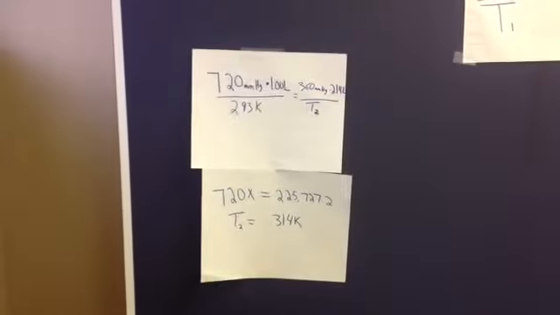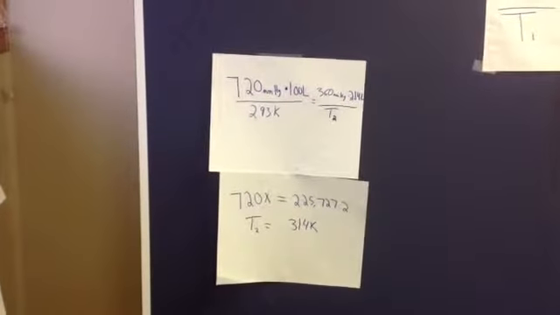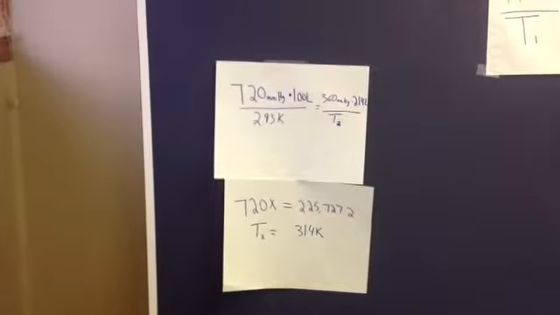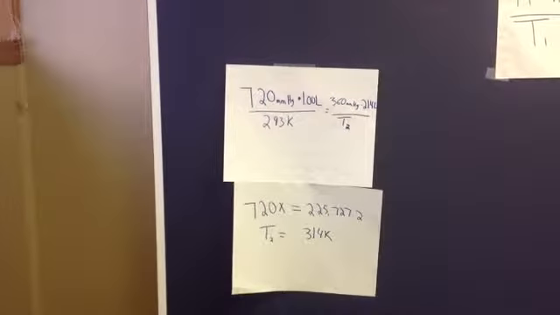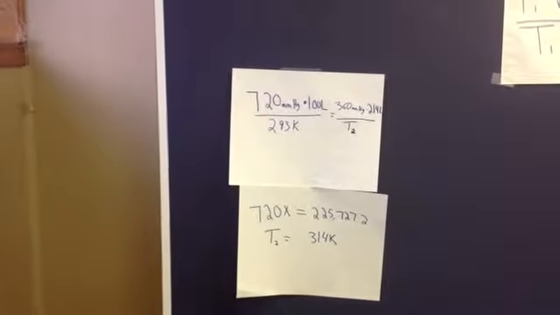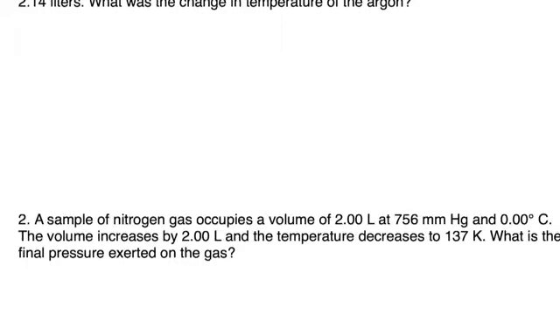Multiplying 293 degrees Kelvin times 360 millimeters of mercury times 2.14 liters, you get 225,727.2. And then that equals 720x. You then divide by 720, and T2 comes to be 314 degrees Kelvin. Now let's do the second question.